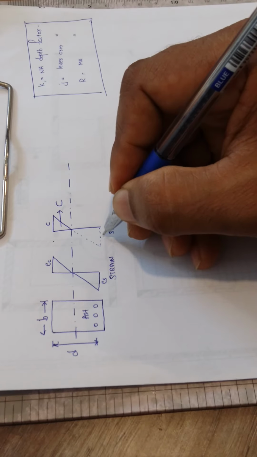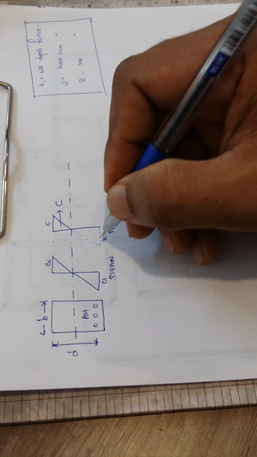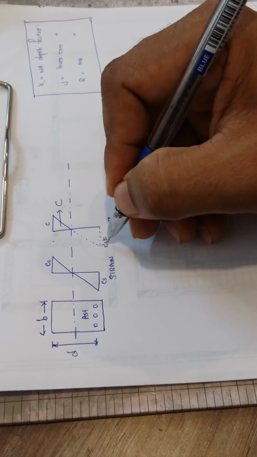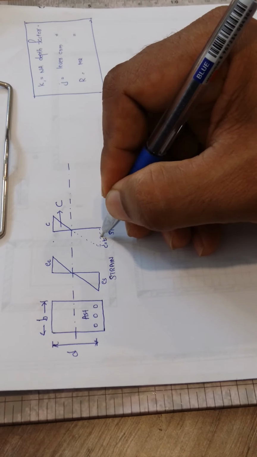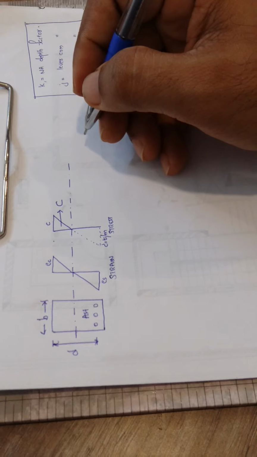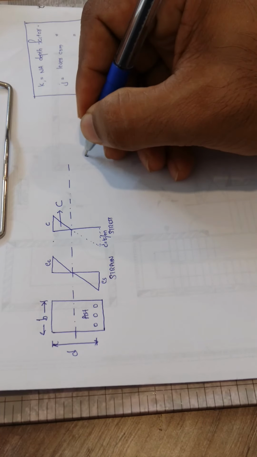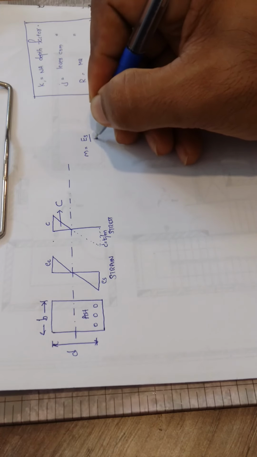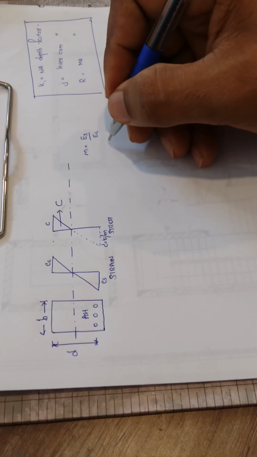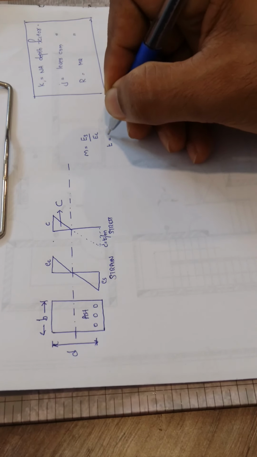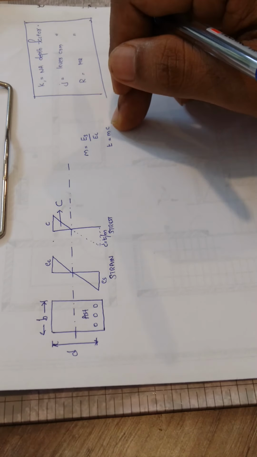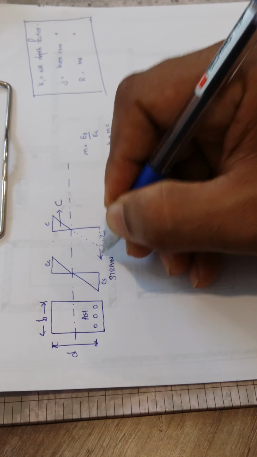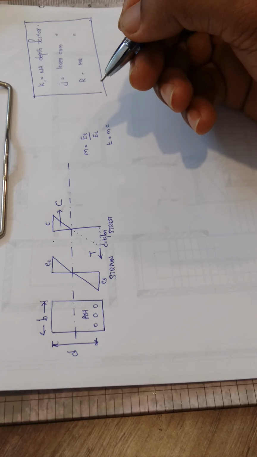Here the stress in steel is represented by t, and the equivalent stress in concrete, this is very important because I need this equivalent stress in concrete, will be nothing but t by m. This we already know from the previous video. We have seen what the modular ratio is. What is modular ratio? It is the ratio of modulus of elasticity of steel and modulus of elasticity of concrete in case of a reinforced concrete section. And there we have seen that the stress in steel will be m times the stress in concrete. So stress in concrete will be t by m. And the total tensile stress is represented by capital T.